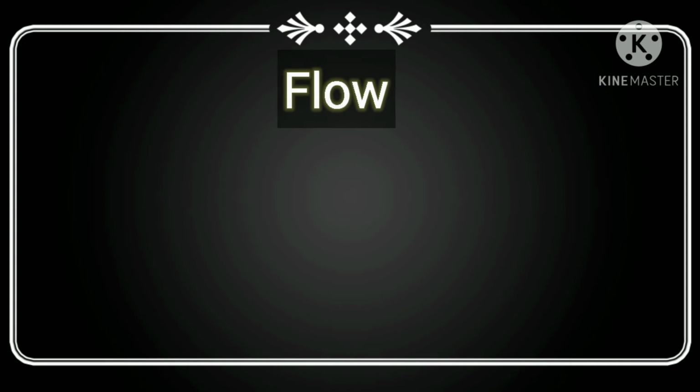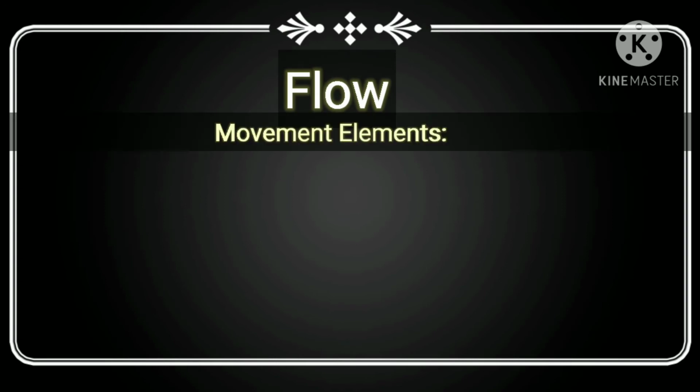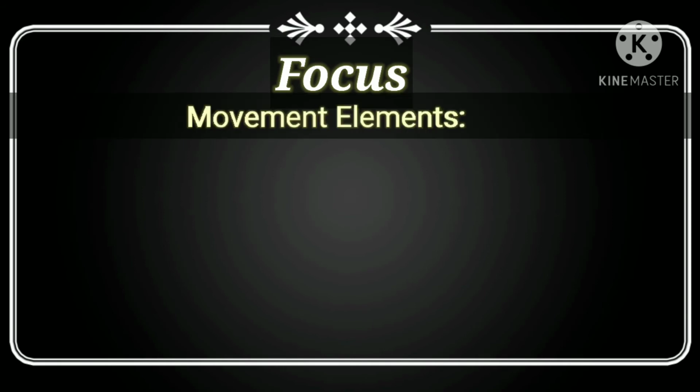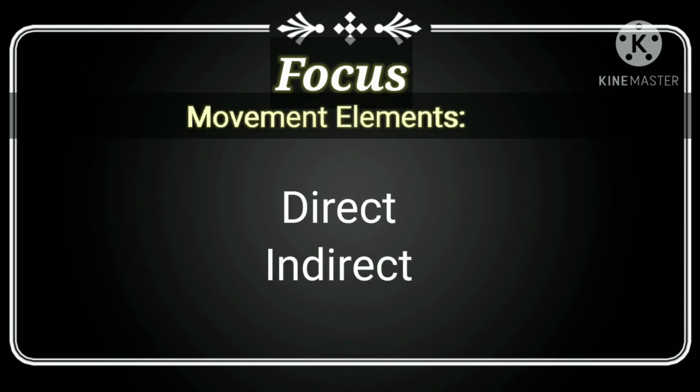The flow category addresses how continuous or fluid the movement is. Bound or steppable and free or ongoing are the 2 elements of flow. The last category in effort is focus. There are 2 focus category movement elements, which are direct and indirect.